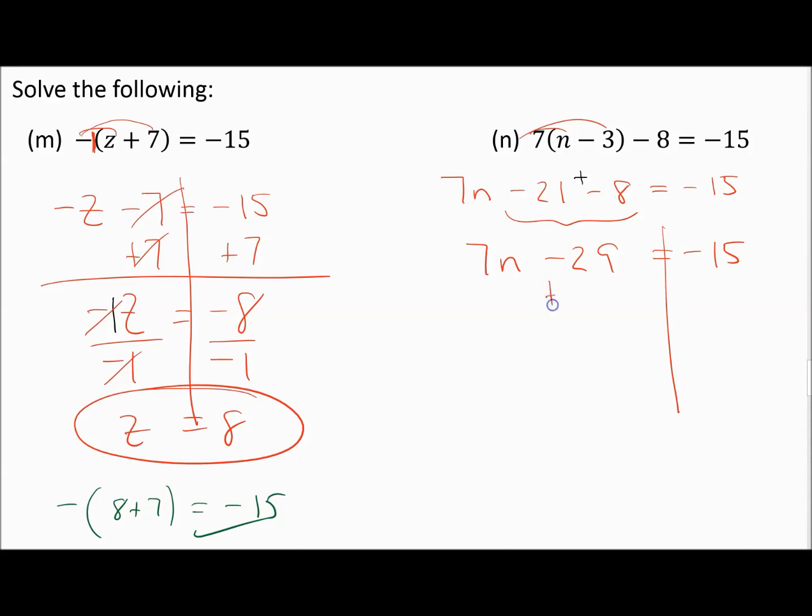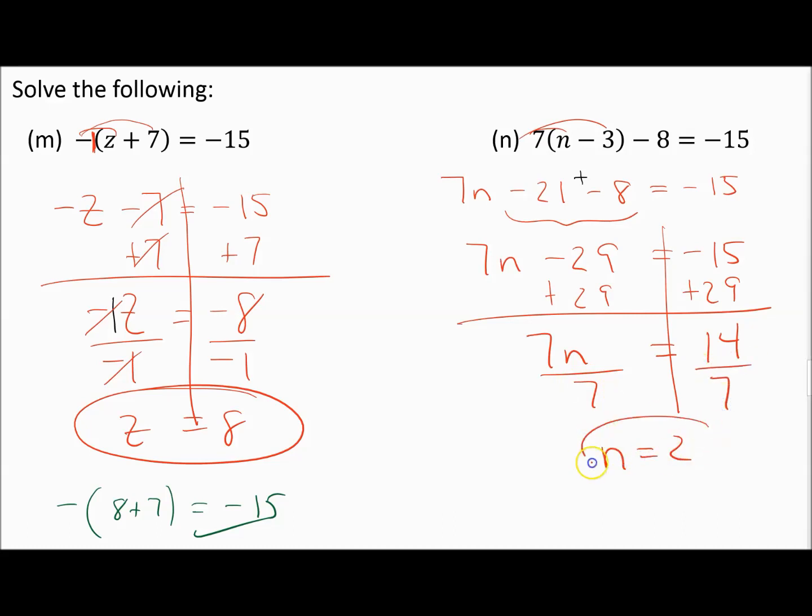Now I have my two-step problem, so I add 29 to each side of the equation. And I'm left with 7n equals negative 15 plus 29. Remember, you subtract, and you keep the sign of the bigger one, which is positive. Last step is always to divide by the coefficient of your variable. So divide both sides by 7, and I get n is 2.